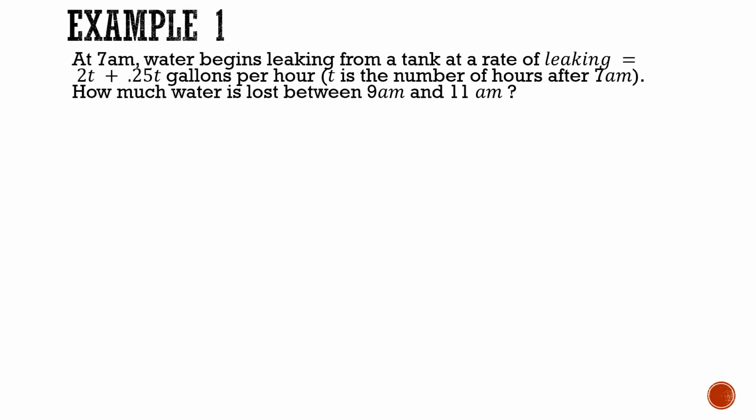All right, so setting this up, I'm going to set up an integral, but I don't want to use 9 and 11. I want to use how many hours it is from 7. So I'm going to set up the integral from 2 to 4 because 9 a.m. would be 2 hours after 7 and 11 a.m. would be 4 hours after 7. So I have the integral from 2 to 4 of my function 2t plus 0.25t dt.